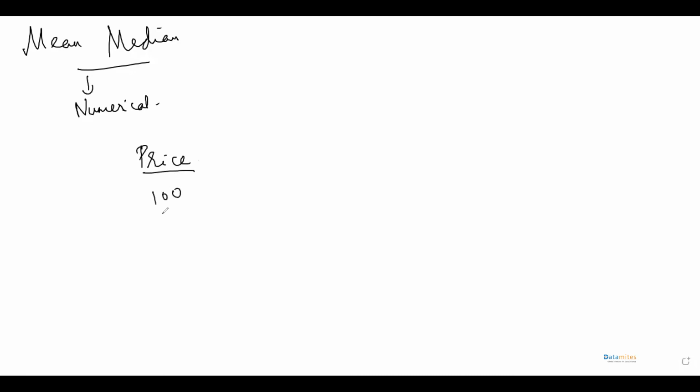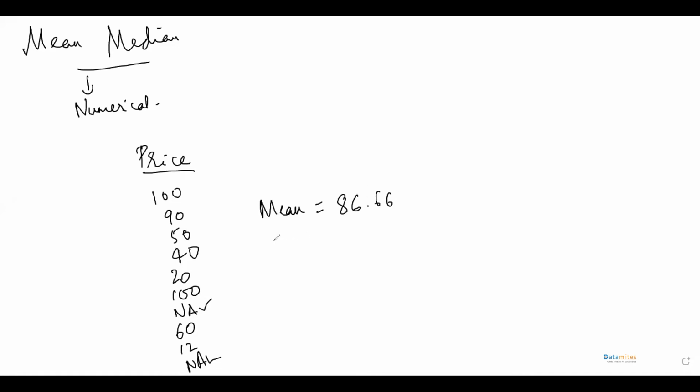Let's say we have 100, 90, 50, 40, 20, 100, and then we have a missing value, 60, 120, another missing value. These are the price feature. And it also contains these missing values where the observation is not available. So in this case, we can impute these missing values with either the mean of the feature, which will be roughly somewhere around 86.66, something around that. Or we can impute it with the median.